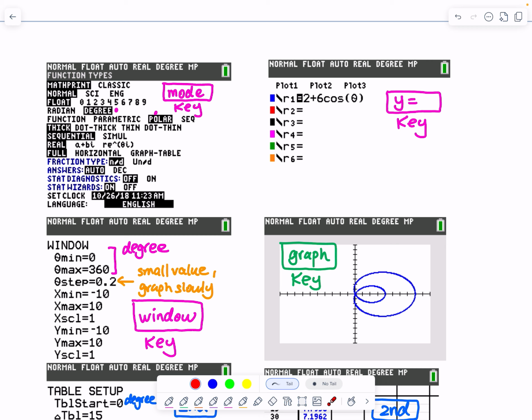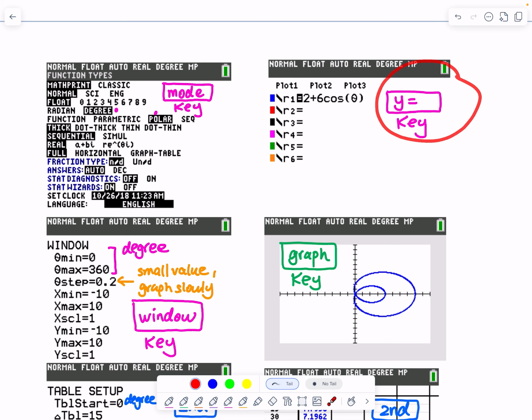And in case you're wondering, how do I exit to the home screen? Do you see that on your calculator, above the mode key, there is the word quit? The quit is in blue, right? That's why the second key is in blue. That is the only blue key on your calculator. You click second, you click mode, and whatever you are doing, you just go back to the home screen.